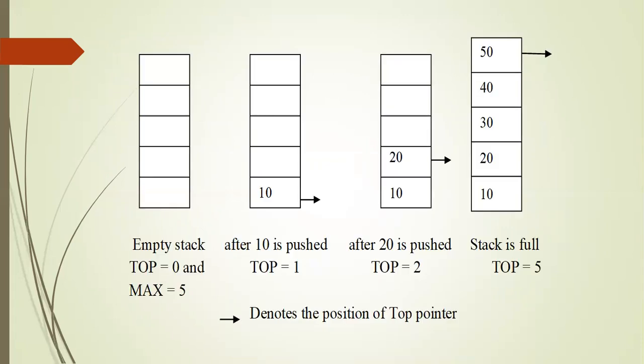You can understand this one with a diagrammatical representation. In the first diagram, all the 5 locations are empty. No elements are there in your stack. Such a condition we call an empty stack. How many locations are empty? Your stack capacity is 5, meaning max equal to 5. Since no elements are there in your stack, top equal to 0.